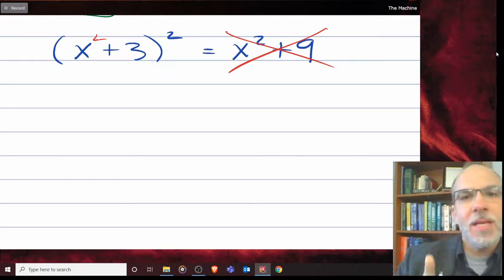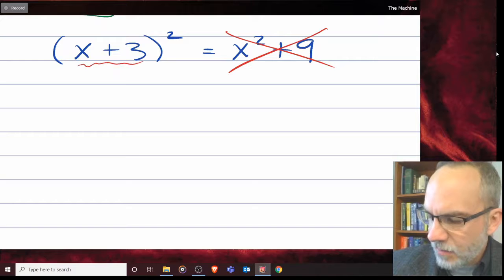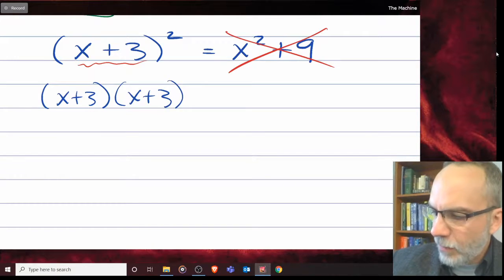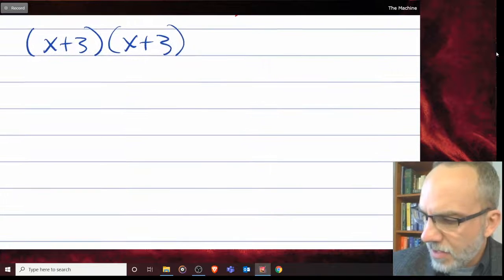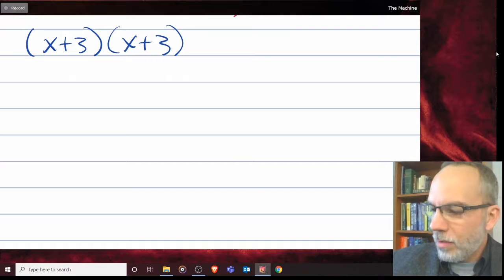Square means repeated multiplication. So in this case, what's the base? The base is x plus 3. So let me go ahead and write it out. What does it mean? It means x plus 3 times x plus 3. And now if I only let you see that, how would you do this? Oh, well, you know how to do this.